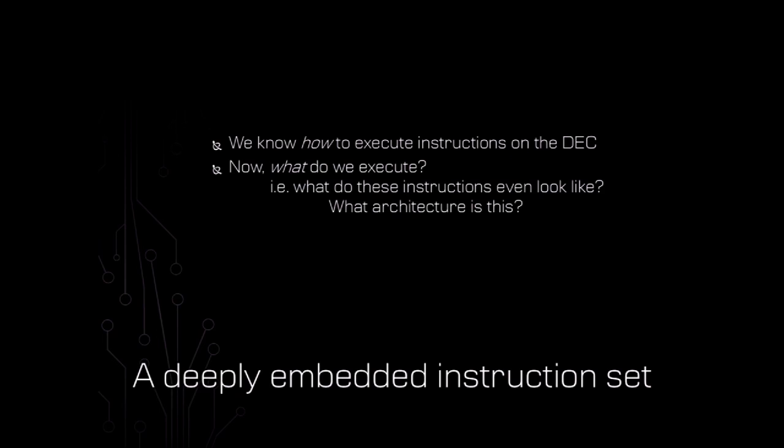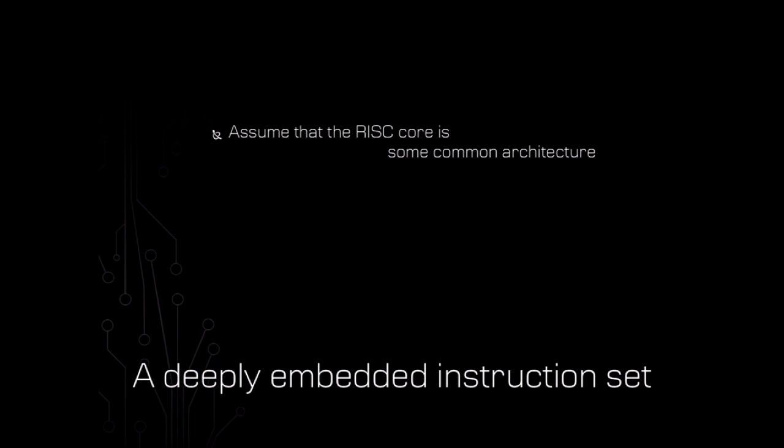We figured out how to execute instructions on the core. I use this bridge instruction to send it a RISC instruction. So the next question is, what do I actually want to execute? Like, what do these instructions look like? What architecture am I even dealing with? If I want to use this to actually circumvent security checks, I need to answer these questions.